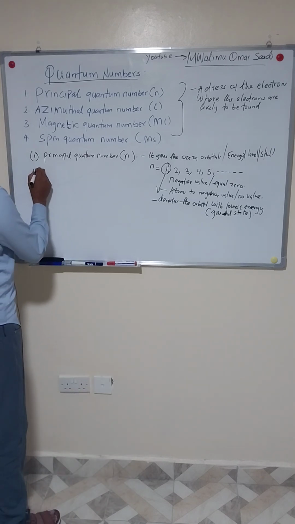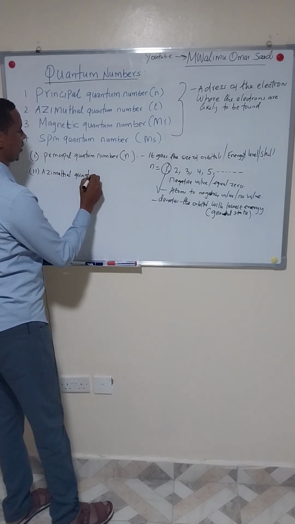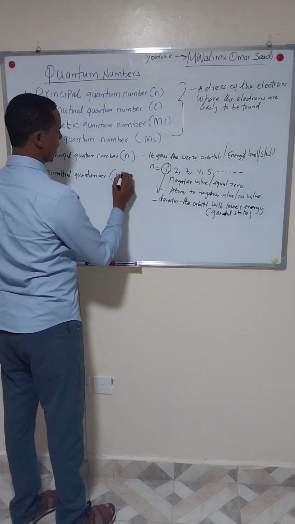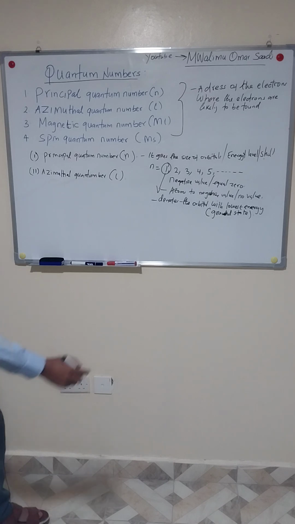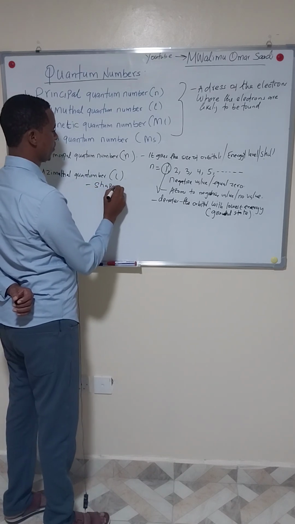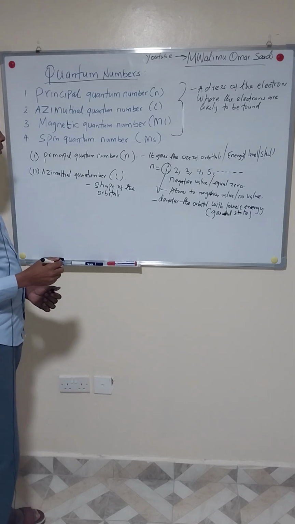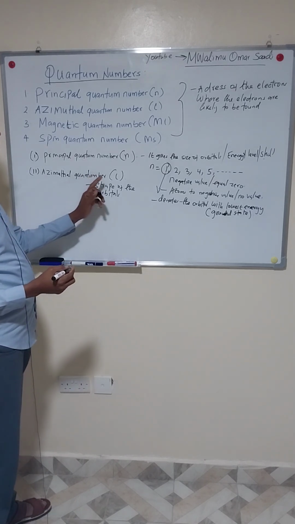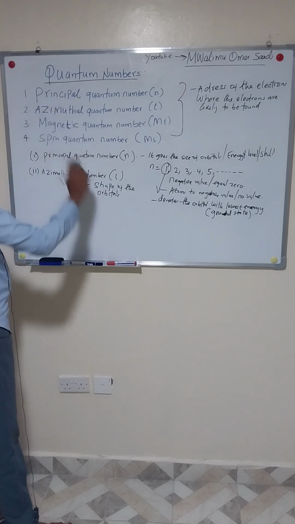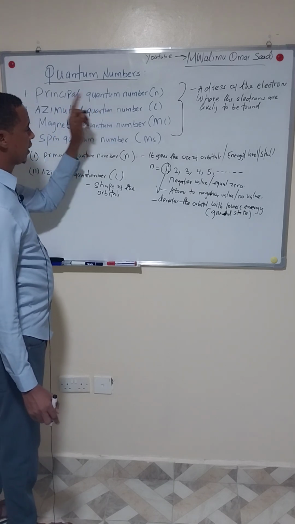So let's look at the next one, that is the azimuthal quantum number, or what we call the angular momentum quantum number, which is represented by letter L. The azimuthal quantum number gives the shape of the orbitals. The shape of the orbitals I will give you in another video. The value of the azimuthal quantum number depends on the principal quantum number.